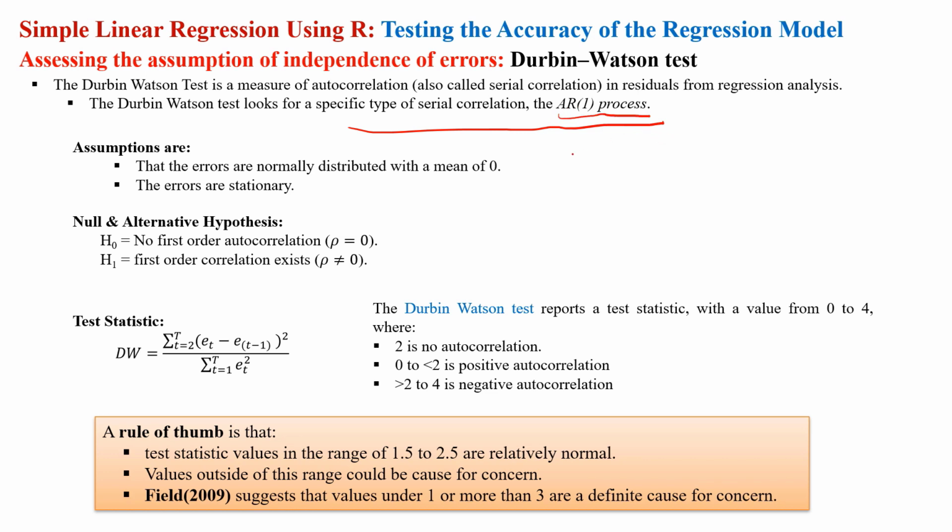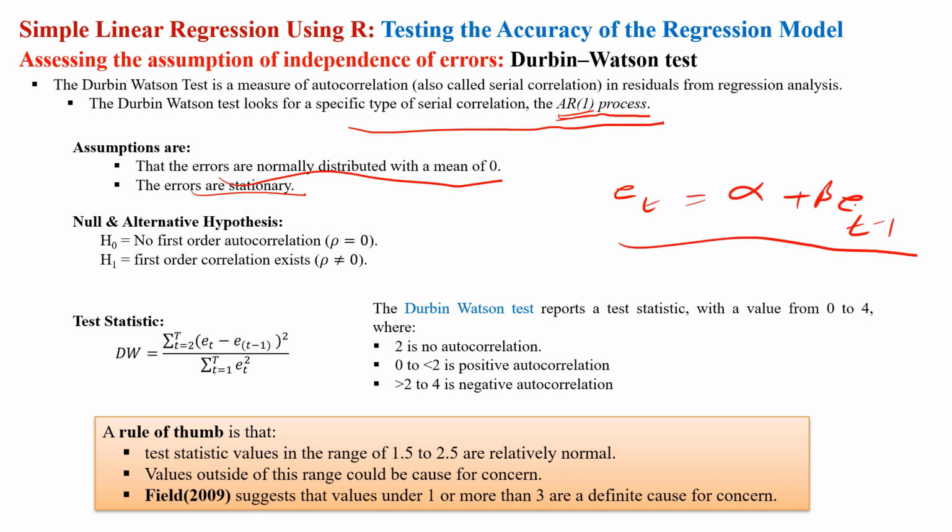The assumption is that the errors are normally distributed and stationary. What the Durbin-Watson test is going to test is H naught: there is no first order autocorrelation between the errors. The alternative is that there is a first order autocorrelation. So this is the formula of the test statistic.